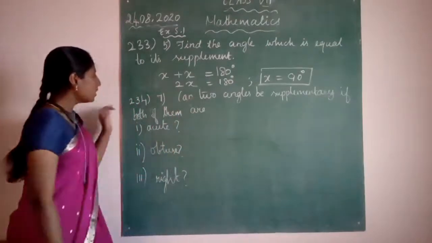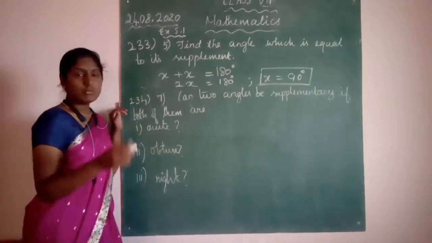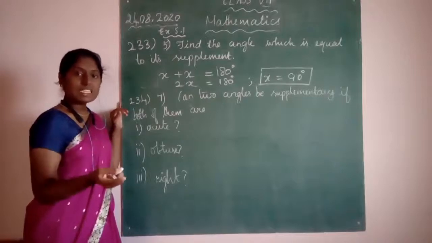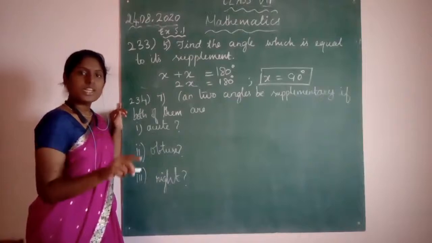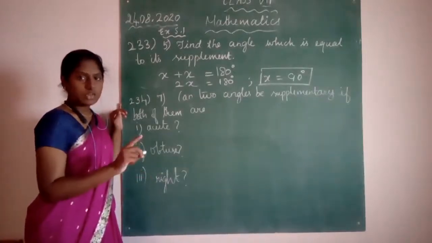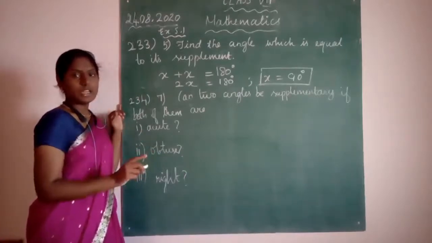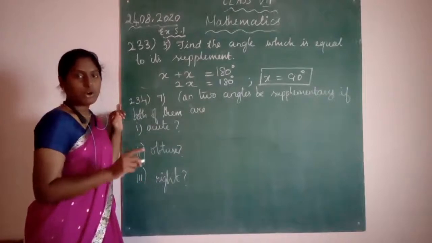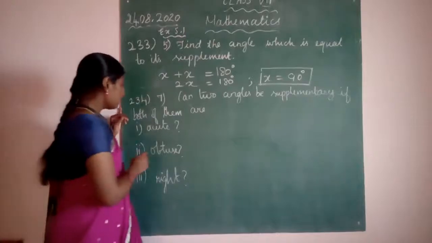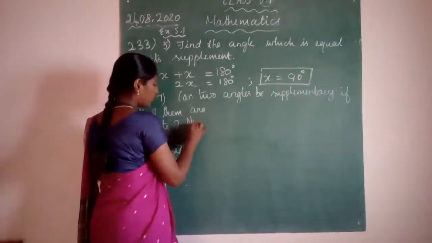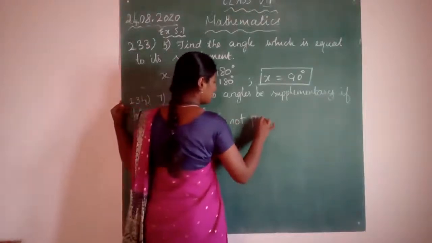Next, the seventh one. Can two angles be supplementary if both of them are acute angles? If both of them are acute angles, both will be less than 90 degrees. Right, their sum will not be equal to 180 degrees. If one is an acute angle, then the other should be an obtuse angle. If one is an obtuse angle, then the other should be an acute angle. Only then is it possible to form a straight angle, that is, a supplementary angle. So look here, you will write no, it is not possible.